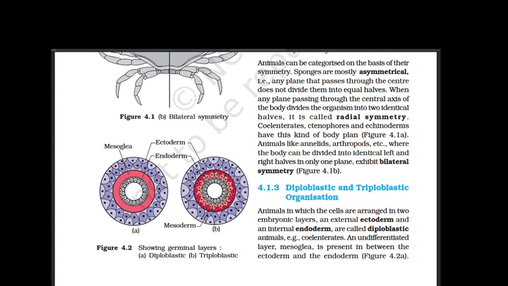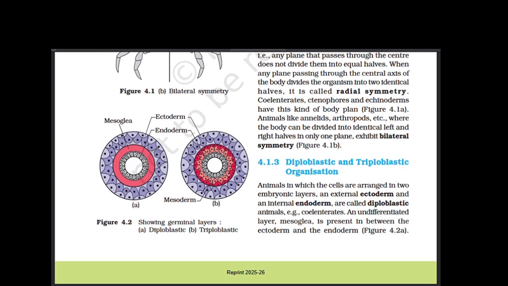Then next we have diploblastic and triploblastic organization. It is the third basis of classification of organisms. Animals in which the cells are arranged in two embryonic layers, an external ectoderm and an internal endoderm, are called diploblastic animals. Example, coelenterates. An undifferentiated layer, mesoglea, is present in between the ectoderm and endoderm.